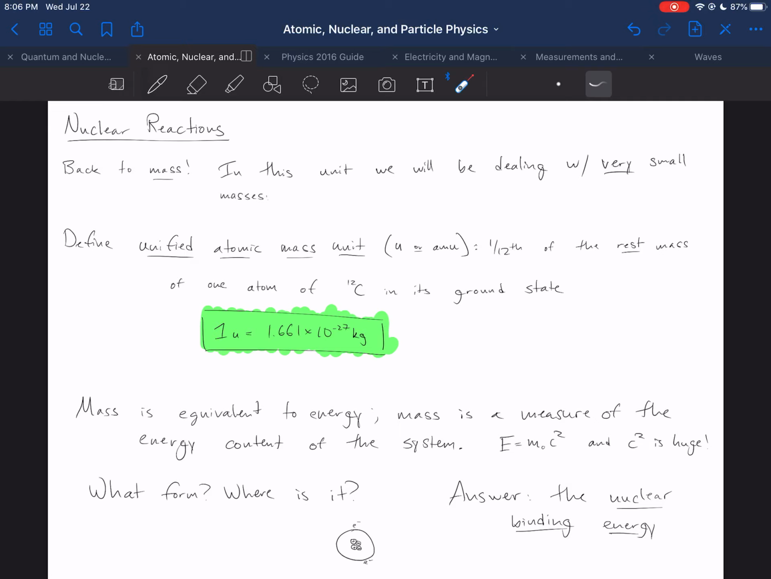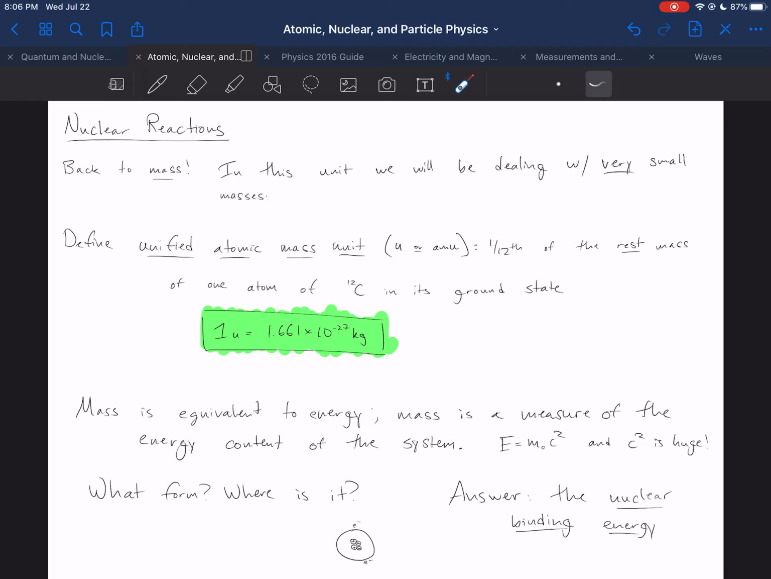Alright, so now that we have dealt with the very high level, abstract interpretation of mass-energy equivalence, we're going to come back to mass and define some very useful, very practical things. Ultimately where we're going is we're going to have to deal with nuclear reactions and study those, figure out how they work.